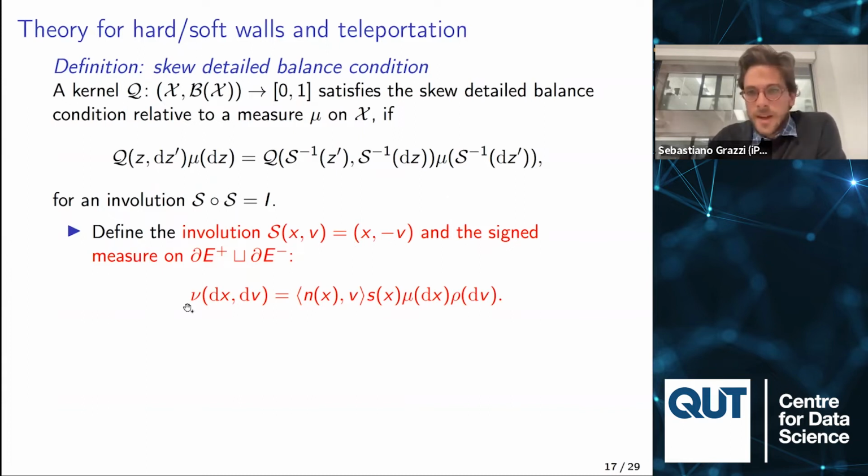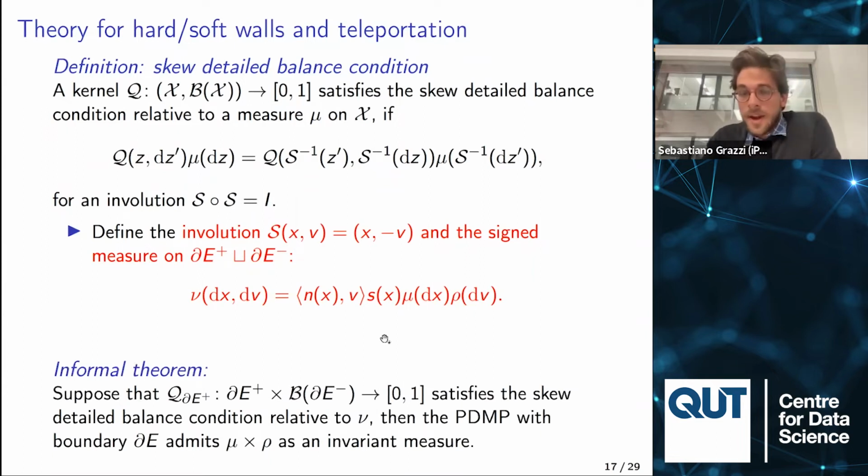If we define a signed measure this time, so it's a measure which can also take negative values, which is given by this inner product where n is the normal vector on the boundary, and v is the velocity, s is the speed up function, and these are just the target measures from where you want to sample from. This is for the position, and this is for the velocity.